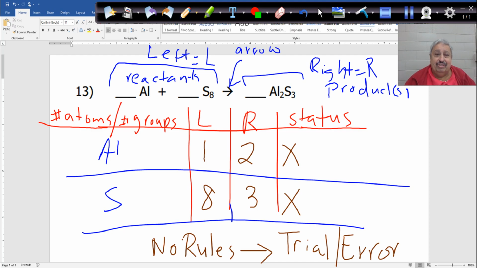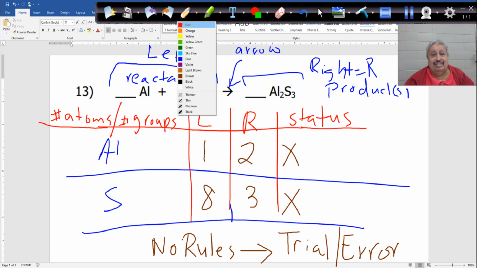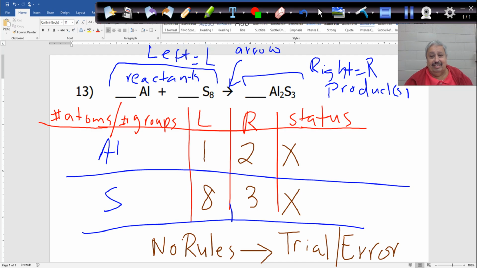So what will my intuition tell me? Let me just change the color here. Let's take green to keep you awake. It's not Monday today. So what should I do if I have this 3 and 8 and 2 and 1? What do you think? Which one do I have to start with? What should I do? Those are the ones where more coefficients, or more moles, will come. We have to put something in front of them to balance it.